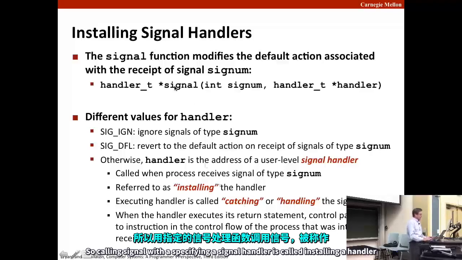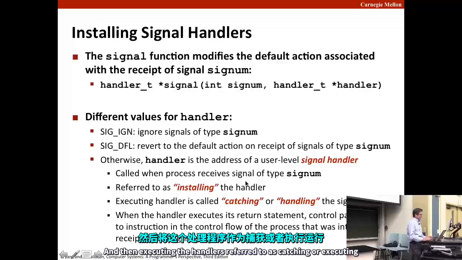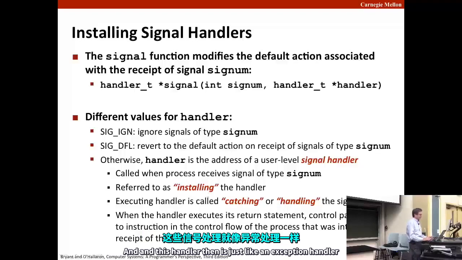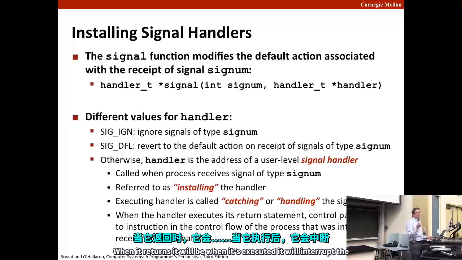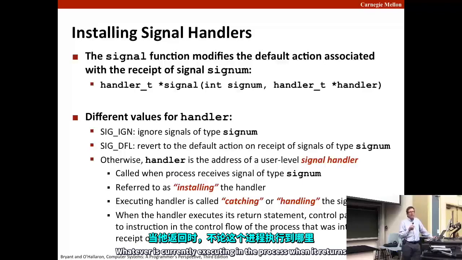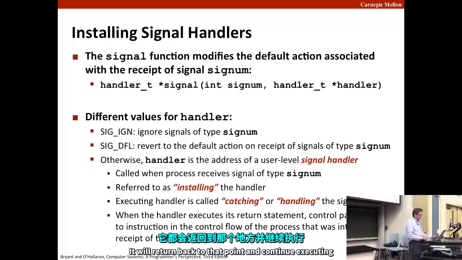So calling signal and specifying a signal handler is called installing a handler. And then executing the handler is referred to as catching or handling the signal. And this handler is just like an exception handler. When it's executed, it will interrupt whatever is currently executing in the process, and when it returns, it'll return back to that point and continue executing.